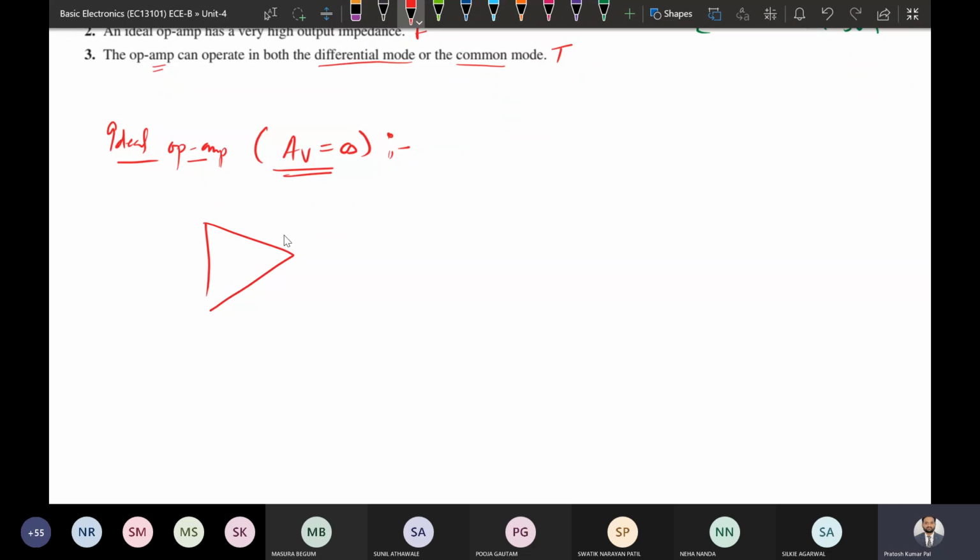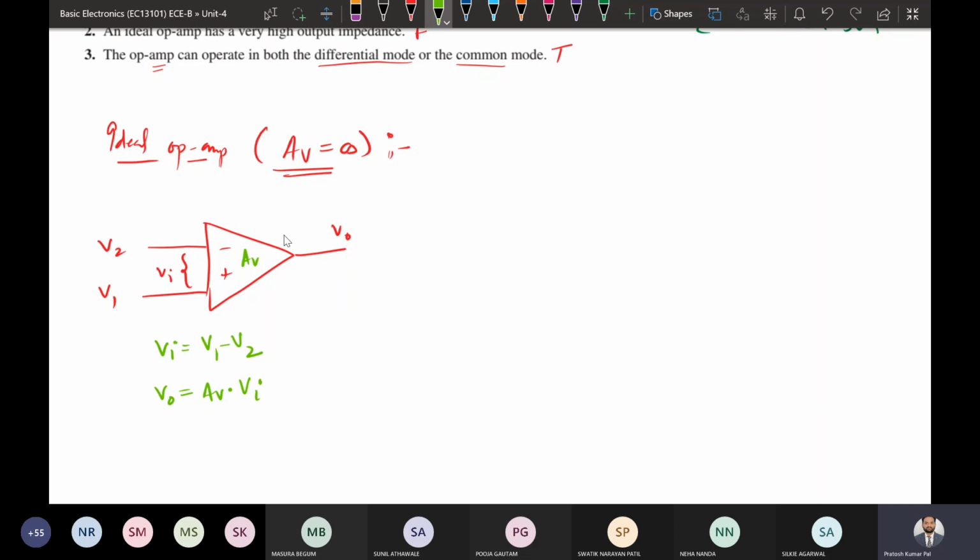We have already seen this. This is negative and this is positive. This is V2 and this is V1, and the difference is V input. This is the output. If we want to take it from here, V input will be V1 minus V2, and the output voltage is the gain multiplied by the input voltage. So this is the relation of input and output in the case of an operational amplifier.